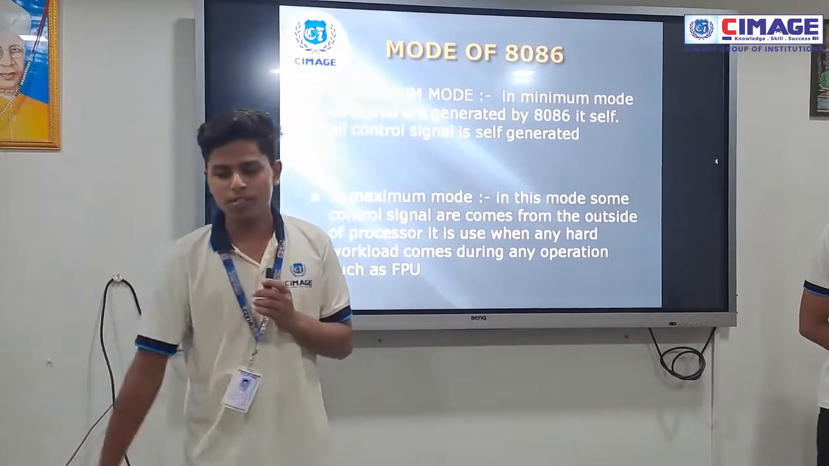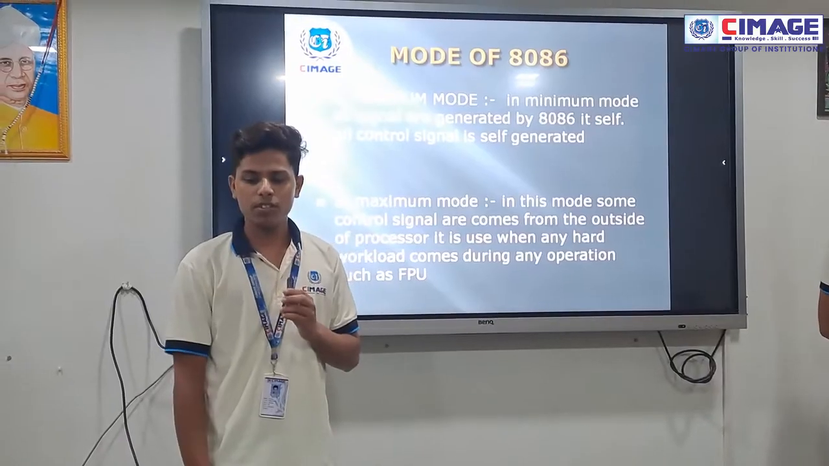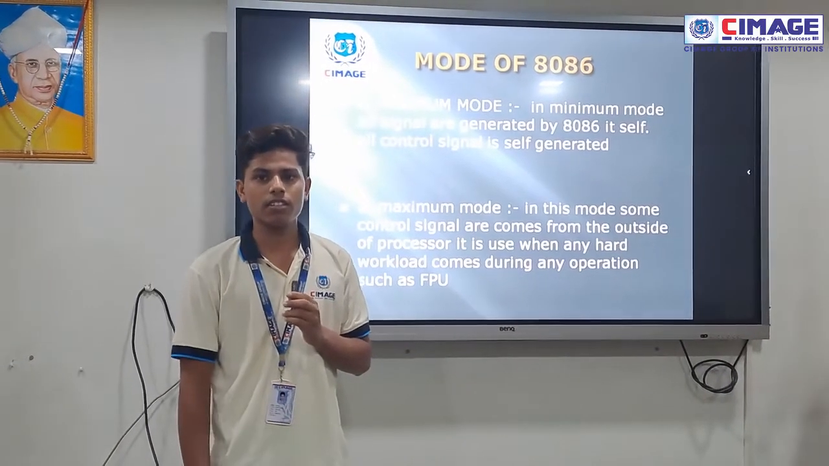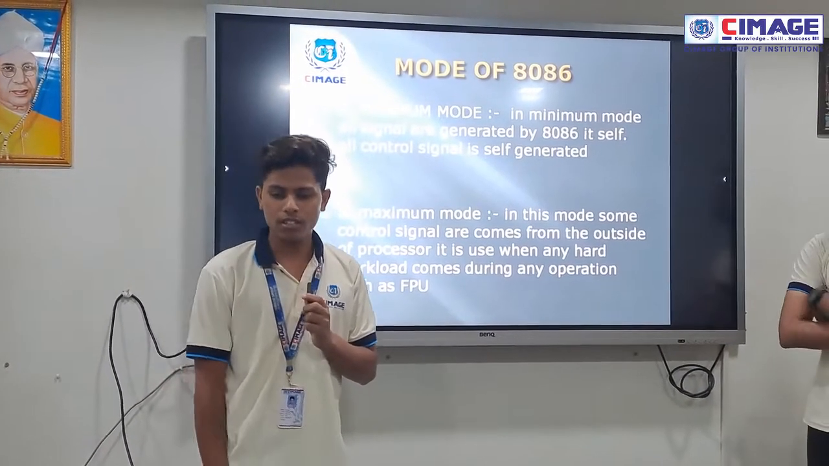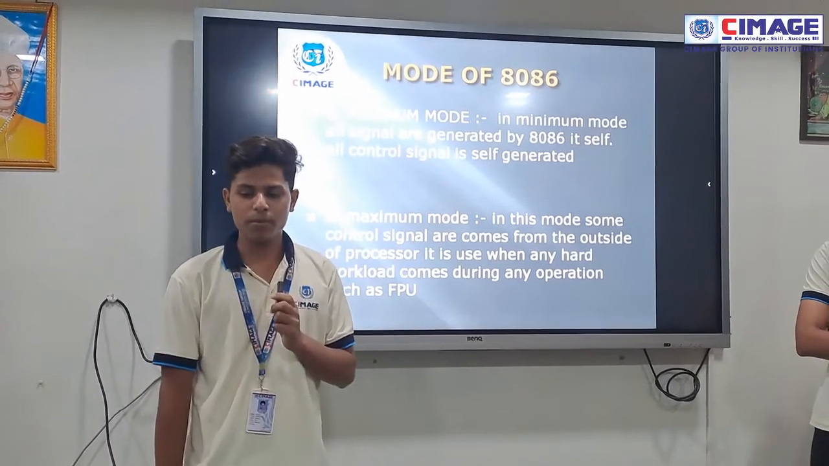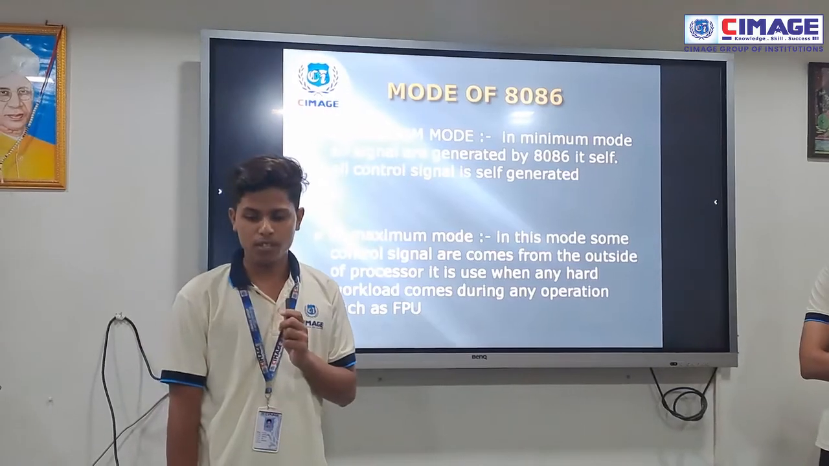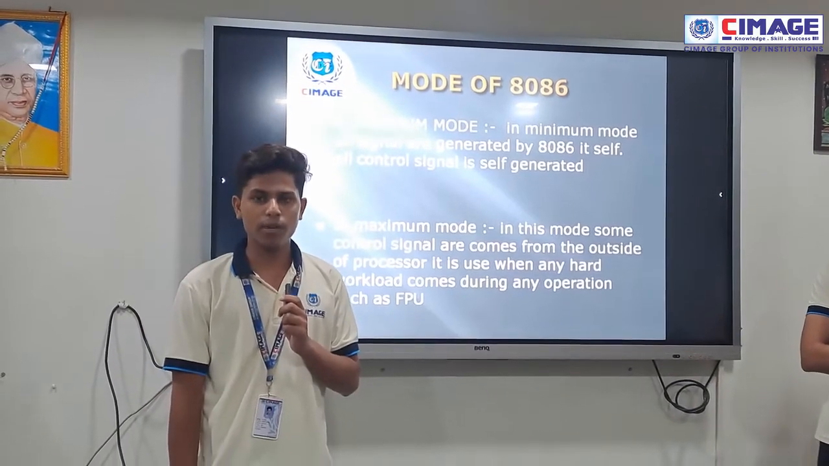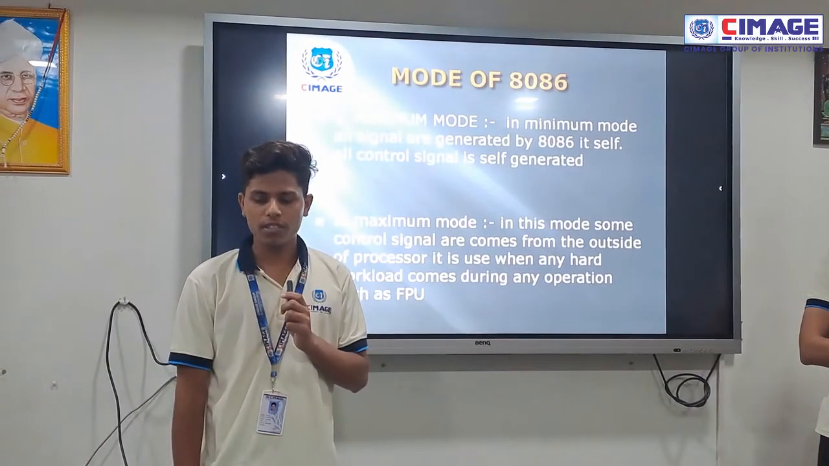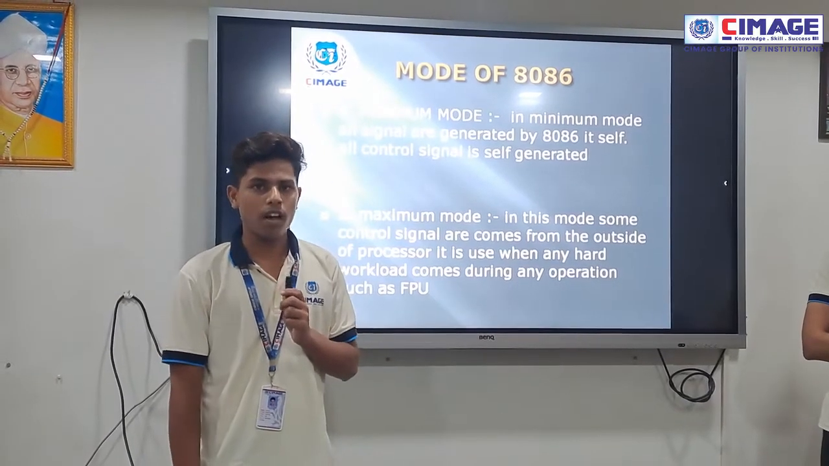Modes of 8086. Minimum mode. In minimum mode, all signals are generated by 8086 itself. All control signals are self-generated. Second, maximum mode. In this mode, some control signals come from outside of the processor. It is used when any heavy workload comes during an operation, such as an FPU.